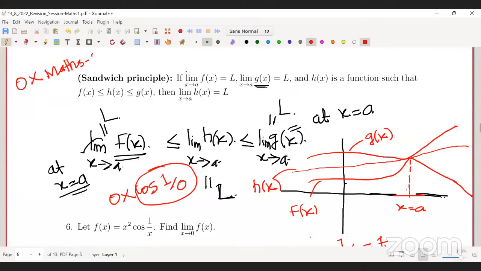Okay, this is not a number. Yes, you can multiply 0 with a number. So this doesn't exist. This is not a number, so it has no meaning.